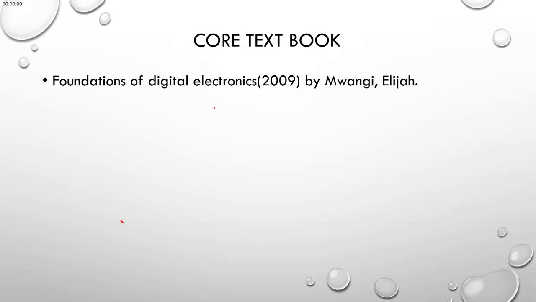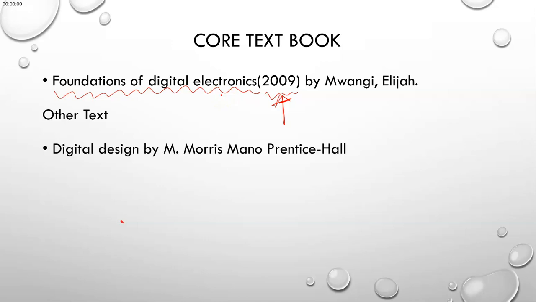We now talk about the core text, and the core text for this course is a book by Elijah Mwangi, a professor at the University of Nairobi, called Foundation of Digital Electronics, last published or revised in 2009, a very well documented book, and it's available in your library. You can get it or you can buy it for yourself in a major bookshop. Another relevant text you may refer to in this work is called Digital Design by Morris Mano. I think I have not mentioned the year of publication, but this book is available even in the library.